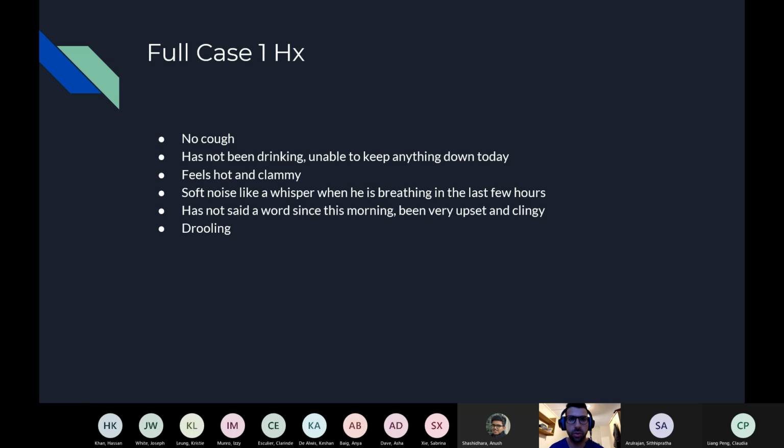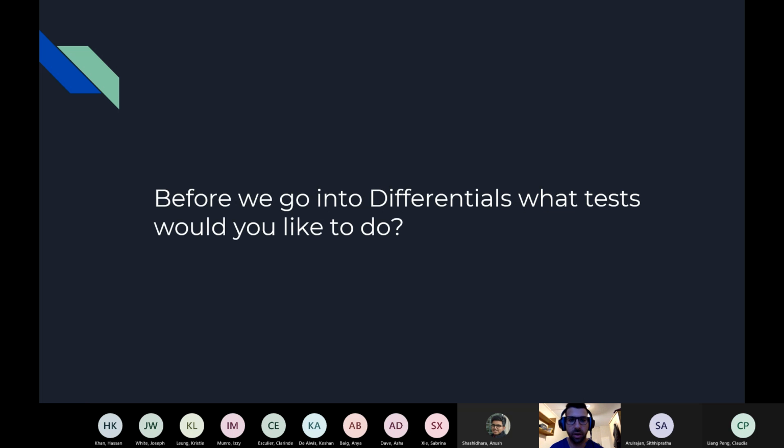Let's go through quickly what test you would like to do as well. What test would anyone like to do on this person who's come in? They look hot and clammy, slightly noisy breathing. We're thinking possibly this could be epiglottitis or croup. Anything they'd really like to do? No one answers again.